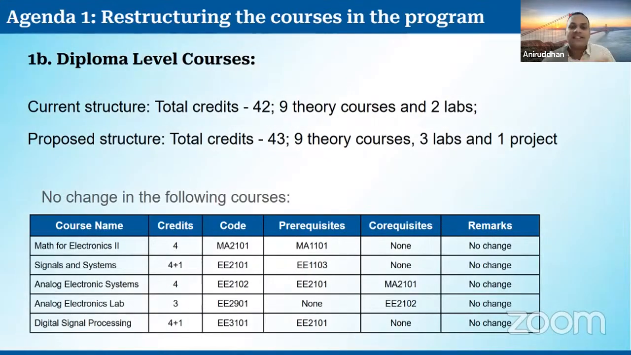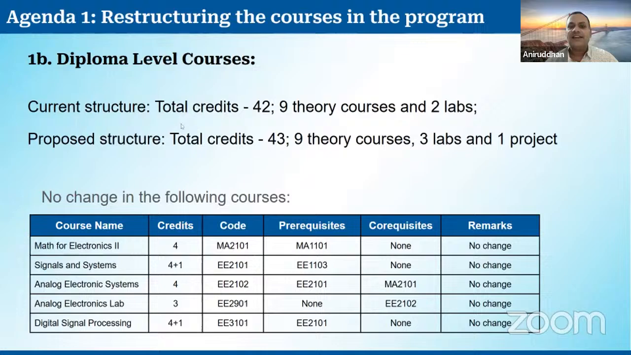Yeah. So same way, just like we restructured the foundation level courses, the diploma courses have also been restructured. The current diploma level credits is 42 in total, which consisted of 9 theory and 2 labs. Now, in the new one, you will have 43 credits. Remember, you had a decrease in the foundation level from 44 to 43. The number of diploma credits is increasing from 42 to 43, so that when you get your diploma, you will be completing the same number of credits, which is 86.